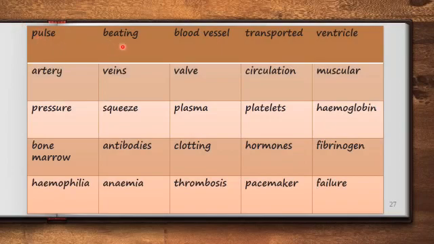Pulse, beating, blood vessel, transported, ventricle, artery, veins, wall, circulation, muscular, pressure, squeeze, plasma, platelets, hemoglobin, bone marrow, antibodies, clotting, hormones, fibrinogen, hemophilia, anemia, thrombosis, pacemaker, and failure. Failure is the final word.